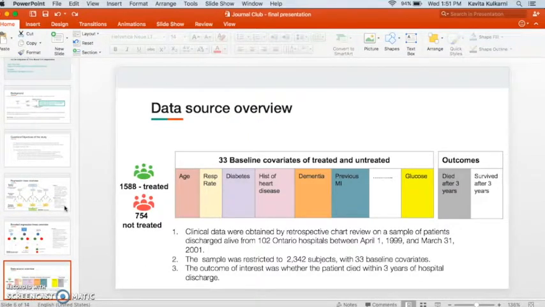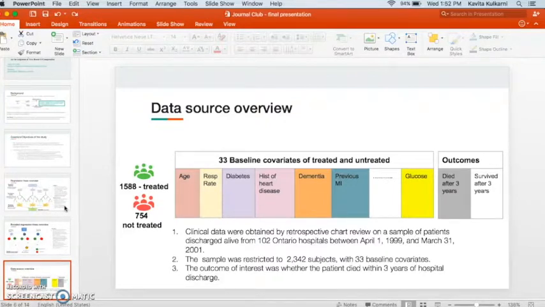A bit of overview of the data source that was used for the study. So as we briefly touched upon earlier, the specific case study that was used was in-hospital counseling for smoking cessation and its impact on mortality 3 years from discharge. So essentially, the clinical data was obtained by retrospective chart review on a sample of patients discharged alive from 102 Ontario hospitals between April 1st, 1999 and 2001. So it's 2 years worth of data.